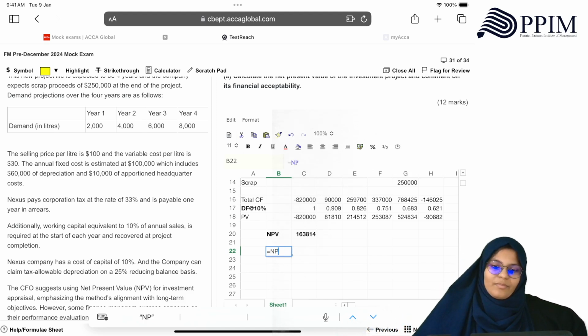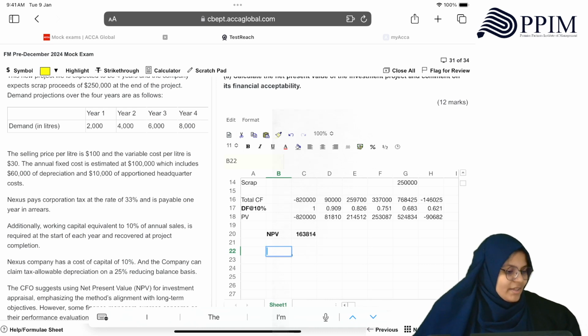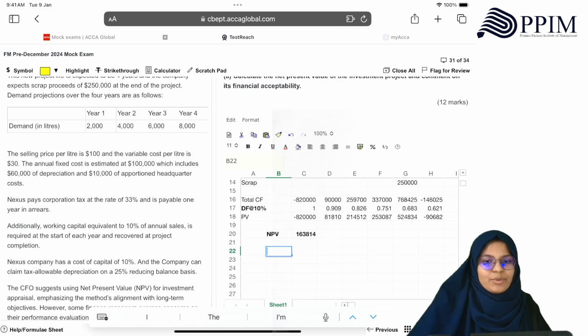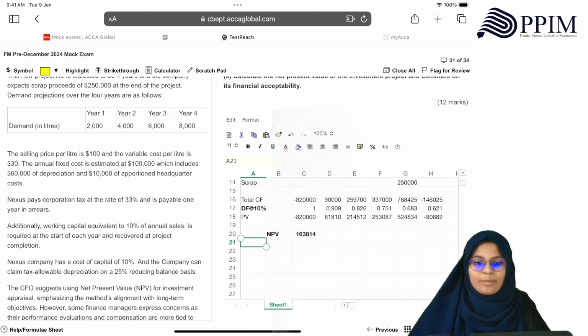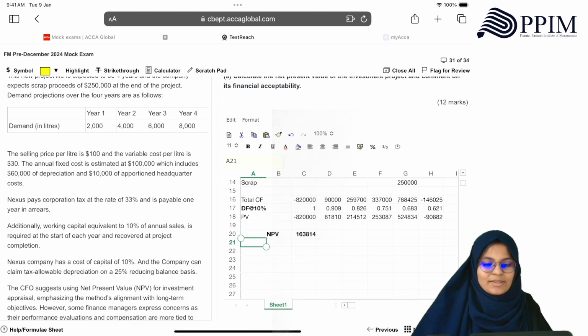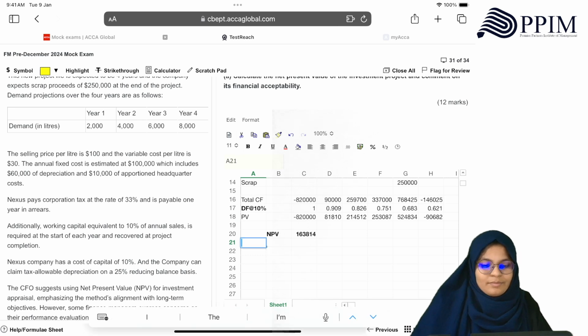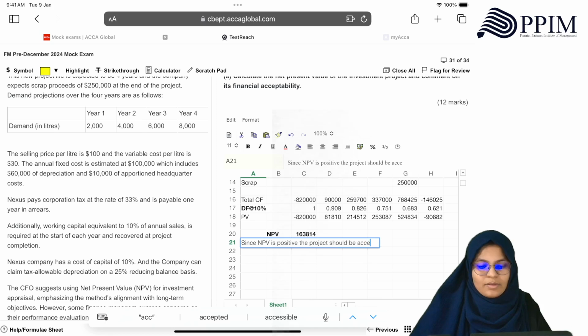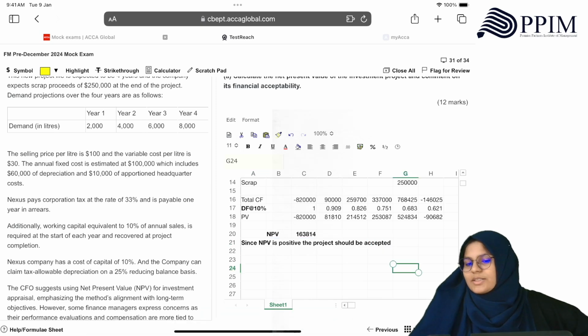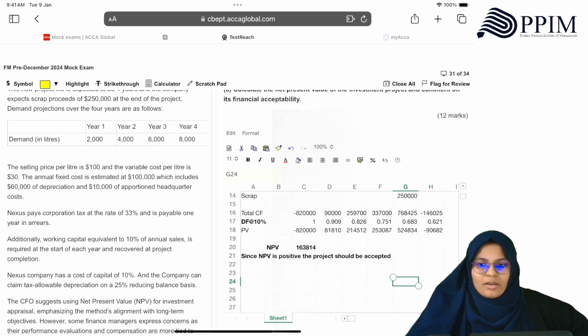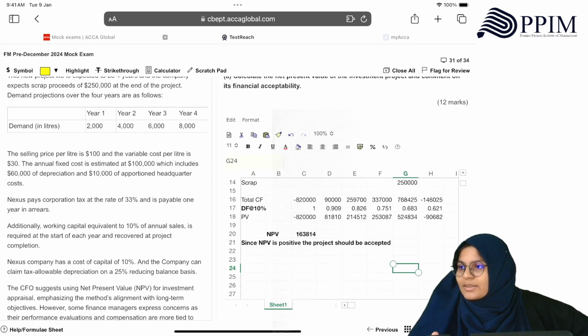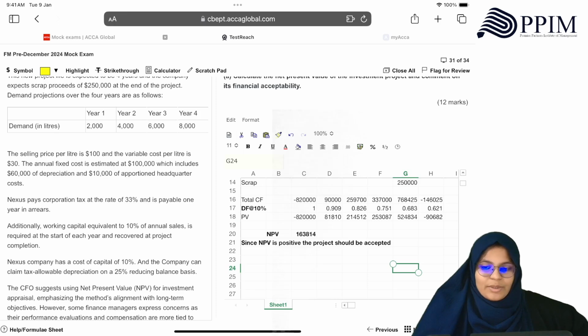Right, so that's the NPV. So it is positive. You have to accept the project. Mention that, you get a mark. Since NPV is positive, the project should be accepted. So just mention that. Right, that's it. You get your 12 marks. Okay, easy, 12 marks.